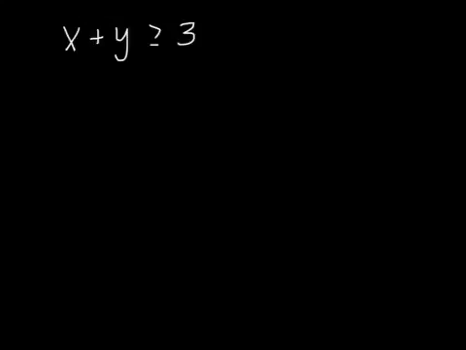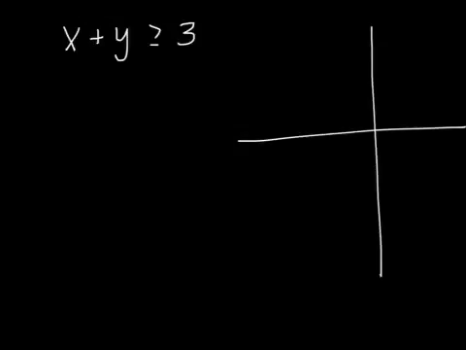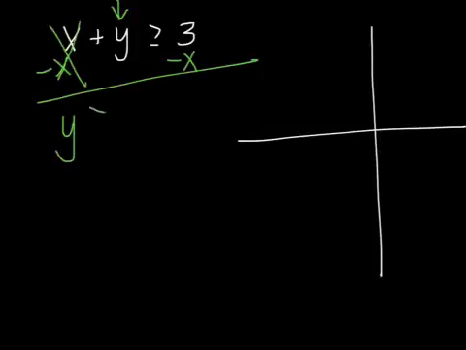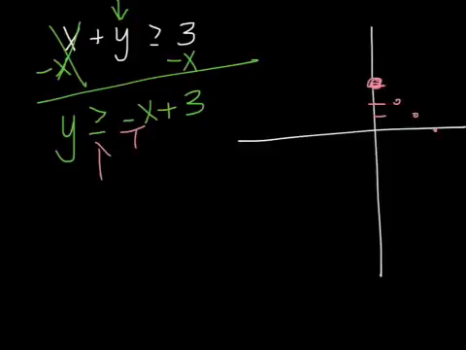Here's another one. So if I'm going to graph this, the first thing I'm going to have to do is solve or get y by itself. So I'm going to subtract x. That cancels, and y is greater than or equal to -x plus 3. So at +3, I'm going to draw a dot. So -x, I'm going to go down 1, right 1, down 1, right 1, down 1, right 1. Because there's a line underneath, I'm going to draw a solid line.